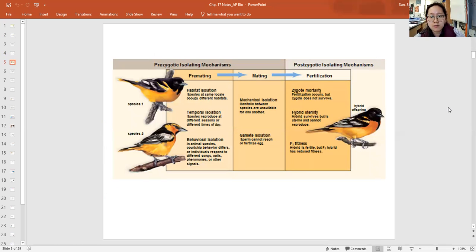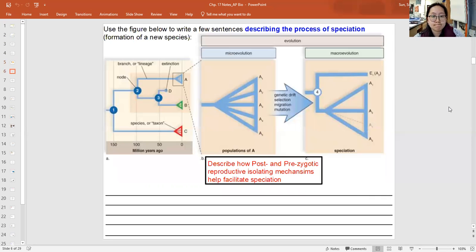So here is a visual representation of where each of these mechanisms are happening. There's pre-mating, there's during mating, and there's also fertilization or post-fertilization, post-zygotic isolating mechanisms. So take a quick look over this one.